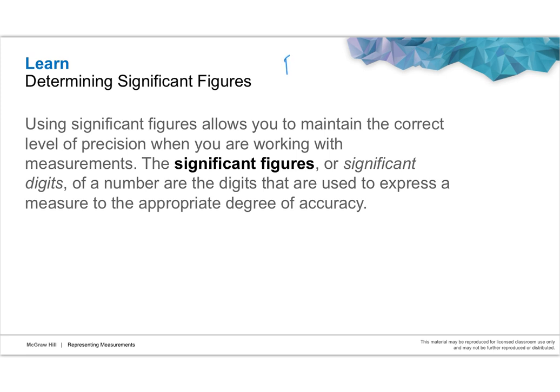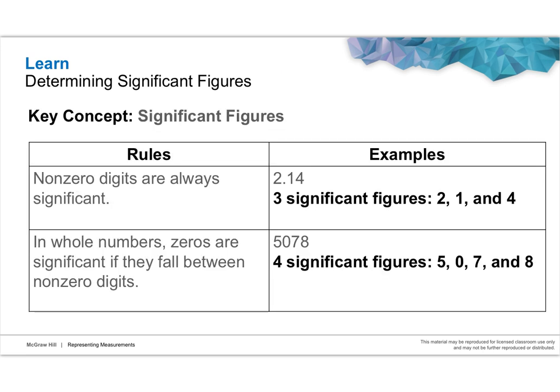So I am on page 137. And here we are talking about how using significant figures is going to allow us to maintain a correct level of precision when we're working with measurements. Sometimes significant figures is also called significant digits, and they are the number of digits that are used to express a measure to the appropriate degree of accuracy. There are a few rules that you need to keep in mind when working with significant figures, or sig figs, as it sometimes goes by as an abbreviation.